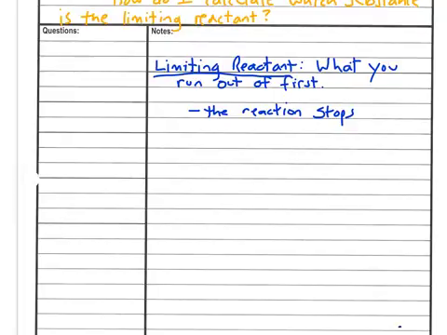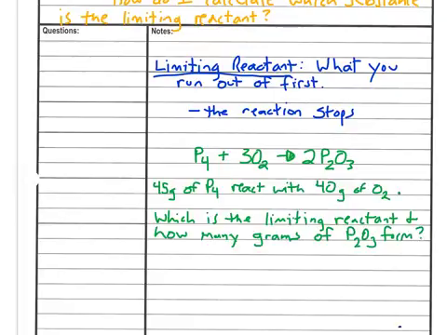So let's go ahead and pull up our chemical equation that we're going to work with and our sample question. P4 plus 3O2 gives 2 P2O3 is our sample equation. And here's our sample question. 45 grams of P4 react with 40 grams of O2. Which is the limiting reactant, and how many grams of P2O3 form?